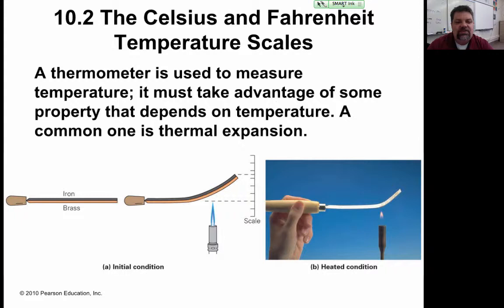Now the way that this works is it takes advantage of the properties of different metals. Different metals expand at different rates. And so brass has a higher coefficient of linear expansion. So when you heat that up, it will stretch more, where iron will not, and it causes it to curl. And this is how the old school thermometers were made. We also have mercury thermometers, and so mercury expands under pressure if it's sealed in an object, and we'll talk about that too.